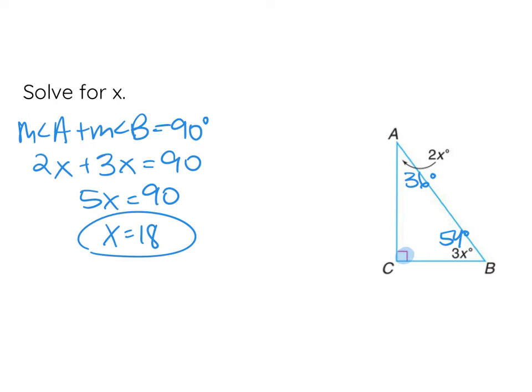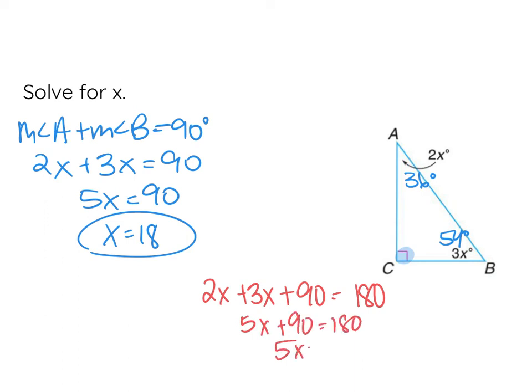Now, if you forgot about just adding them to 90, right, I could write an equation that says 2x plus 3x plus 90 equals 180, all three of the angles, and that would still work, right? 5x plus 90 equals 180, subtract 90, and I get 90 left, right? So that puts me exactly back to where I was before. So if you forget that little shortcut, you should still be able to find the right answer, no problem.